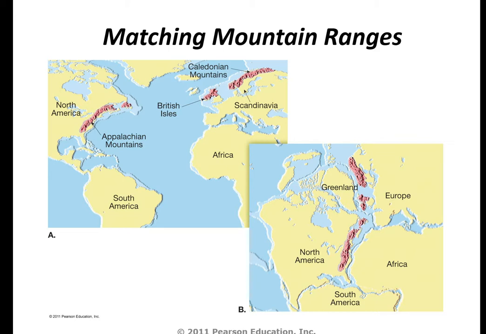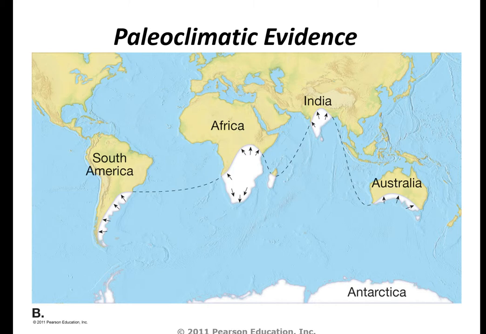Here we have matching mountain ranges. We see the Caledonian Mountains in Scandinavia matching up with the Appalachian Mountains in North America back 200 million years ago. We have paleoclimatic evidence. We see in the white areas you would see evidence in the fossils and plant life that they had a similar climate 200 million years ago.